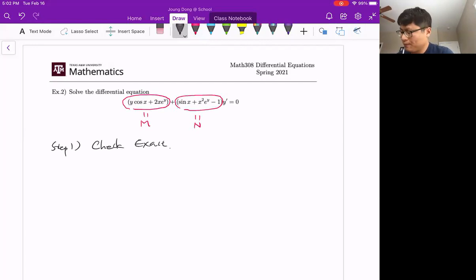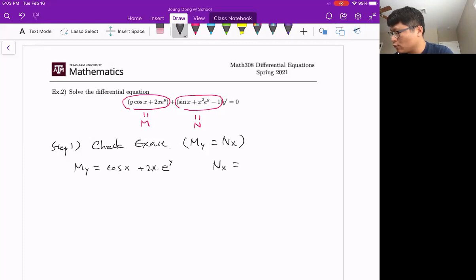How can we do it? We need to check M_y equals N_x. I explained why it must be M_y equals N_x, right? Here we go. Then M_y: cosine x is the coefficient function for y, so it is cosine x. And then 2x e to the y, derivative with respect to y, is 2x e to the y. That's it, right? And then what about N_x?